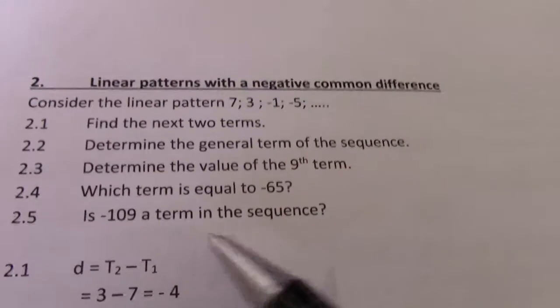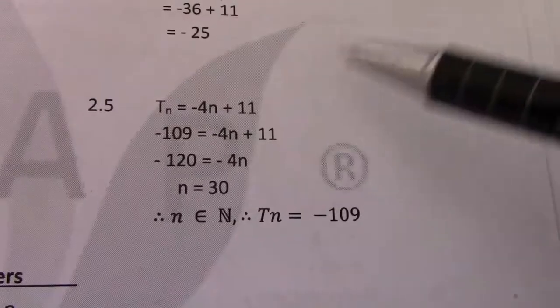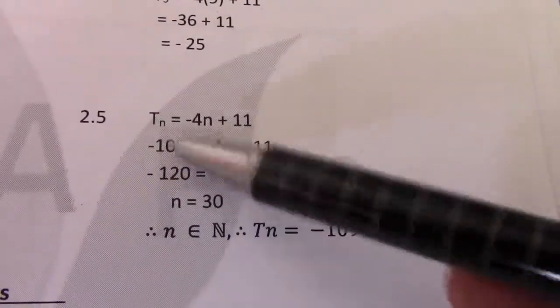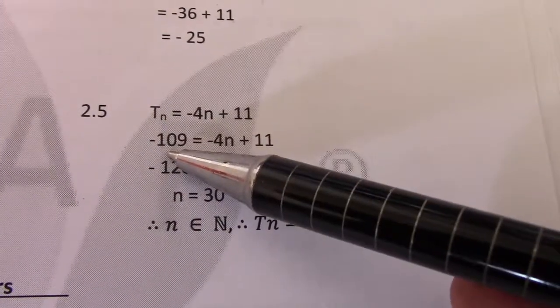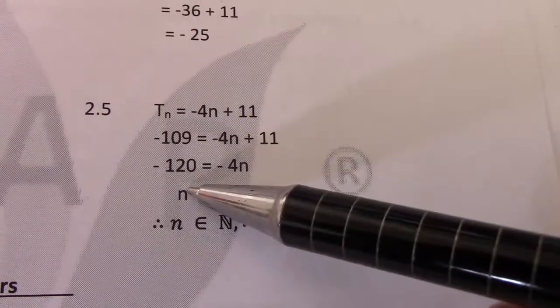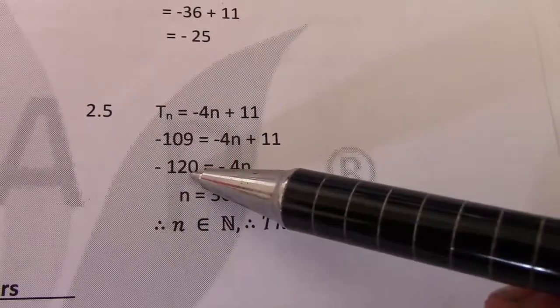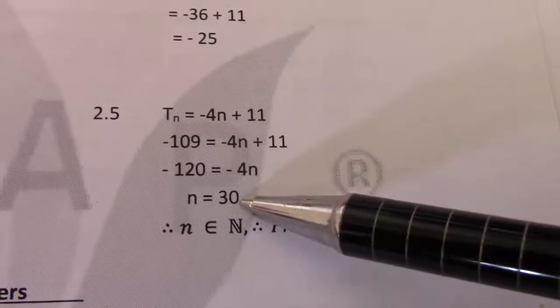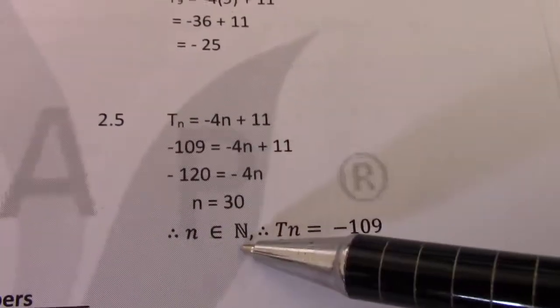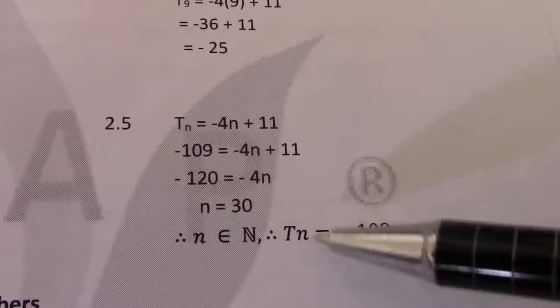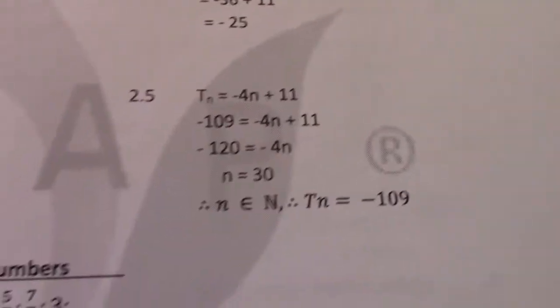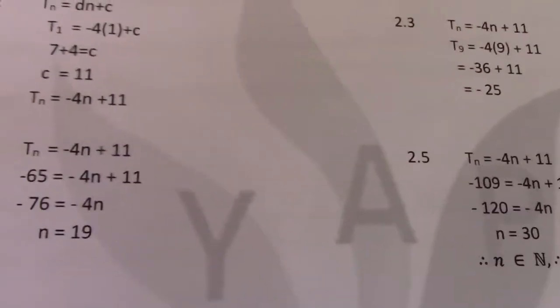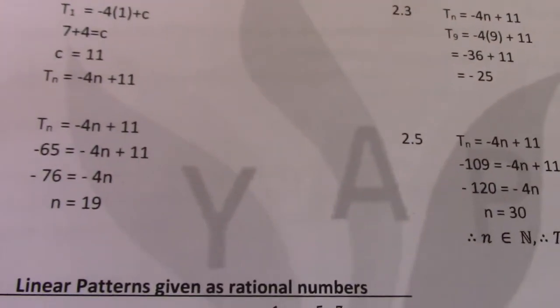2.5, is minus 109 a term in the sequence? So we come across here. Again, Tn becomes negative 109. Take 11 across, negative 120. If we divide by minus 4, n equals a positive natural number, 30. So n is an element of the natural numbers. Therefore, Tn equal to minus 109 is valid. I hope you understand. This is part 1.